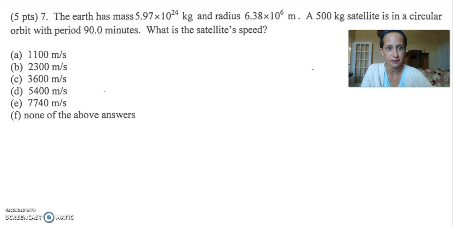Okay, hello. We've got another satellite moving around the Earth problem. Hopefully by now you can see this is like, oh, I should set up some centripetal motion type situation, and that's the right thing to do. So what's keeping this satellite in orbit is centripetal force.